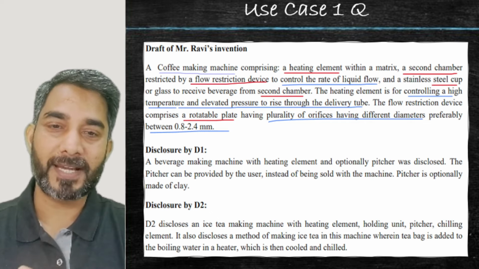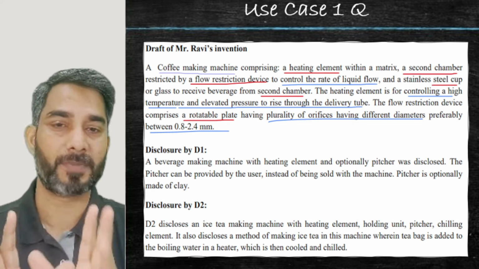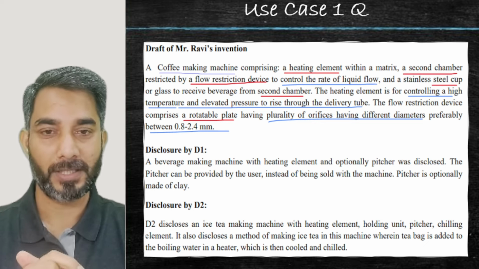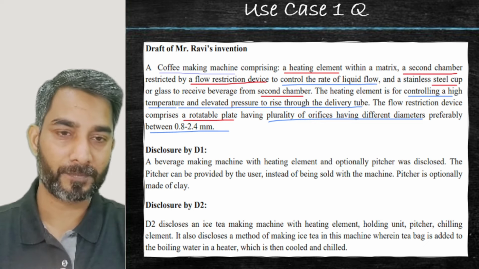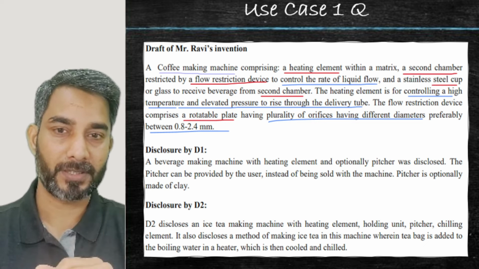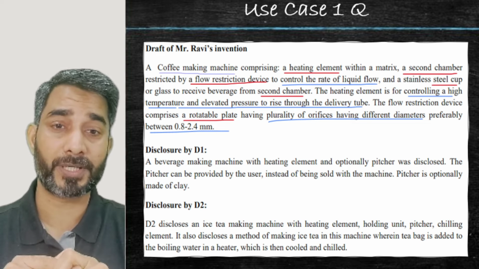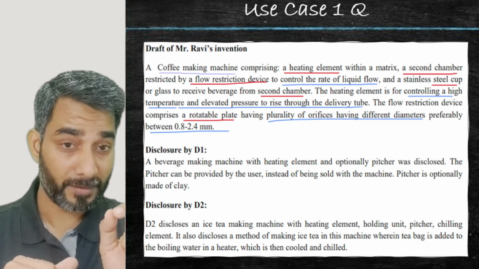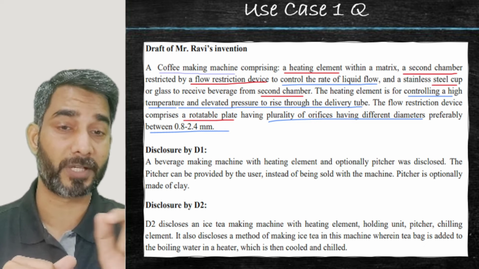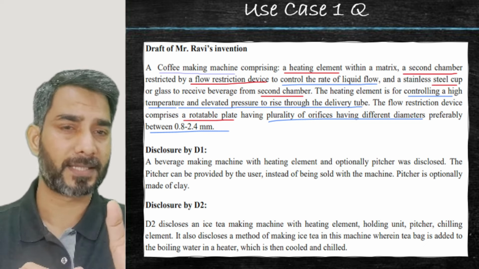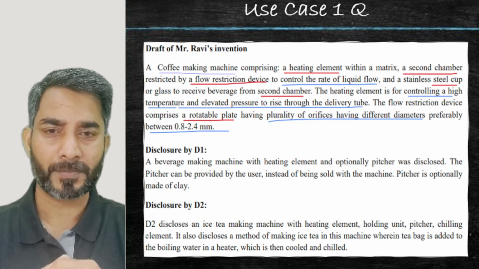So I have underlined a few elements. The objective is a coffee making machine. So that's the objective. Now, how do they do it? So there is one heating element. There is a second chamber, which is restricted by a flow restriction device, another component, and a specific feature of that is that it controls the rate of the liquid flow. And then there is a cup also they have provided. It could be stainless steel or it could be glass.